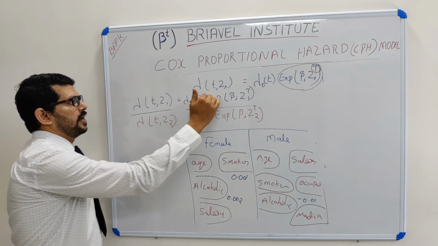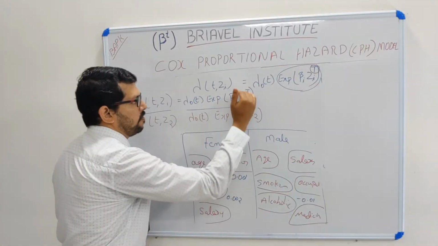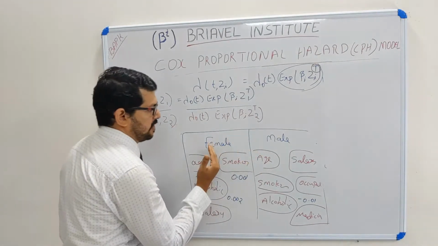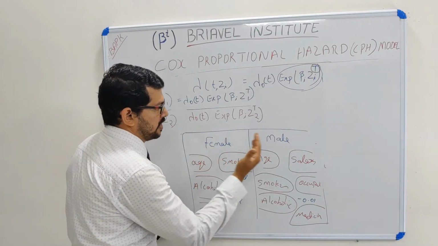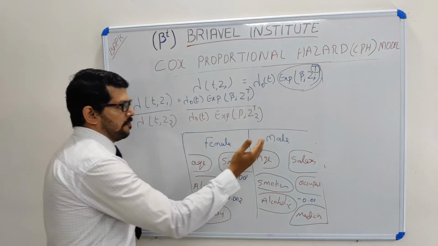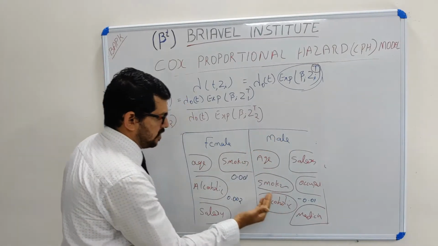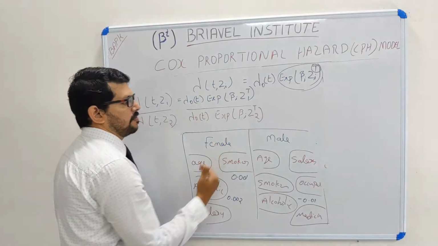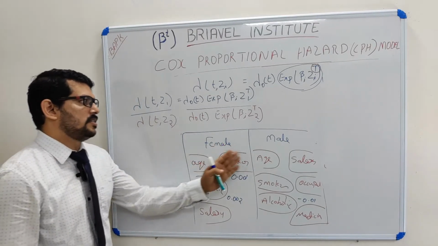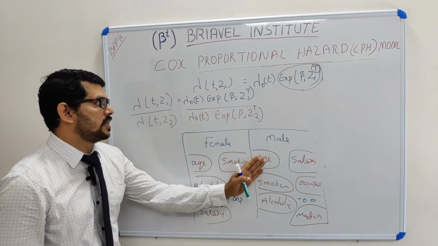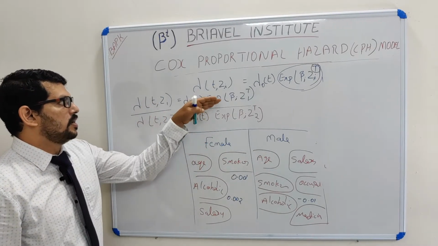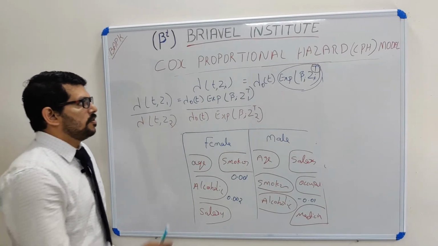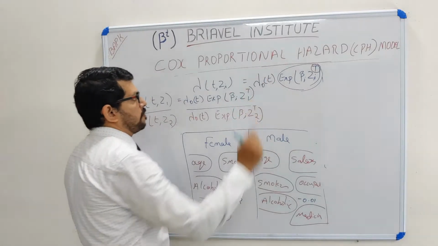So how are these two covariates affecting the mortality rate? What is their mortality rate? Whether the mortality rate is higher for a female smoker or a male smoker, whether it is higher for a male alcoholic person or a female alcoholic person. So we can compare these covariates by taking the hazard of the first covariate divided by that of the second covariate. Because of this, we can say it is a proportional hazard.